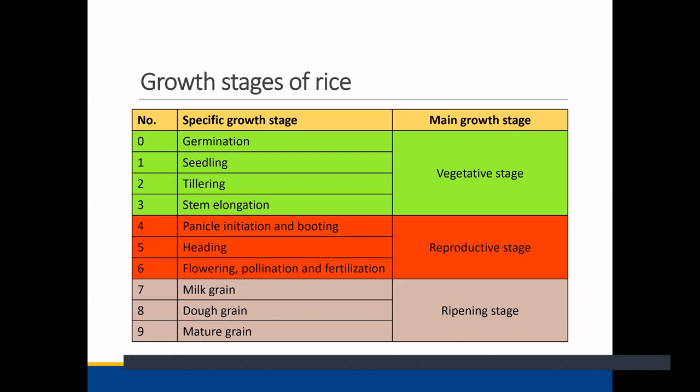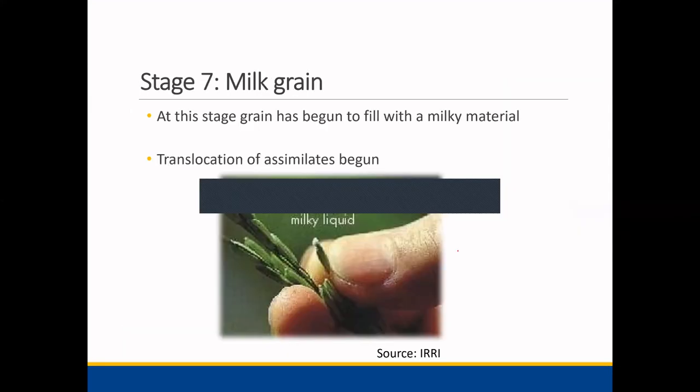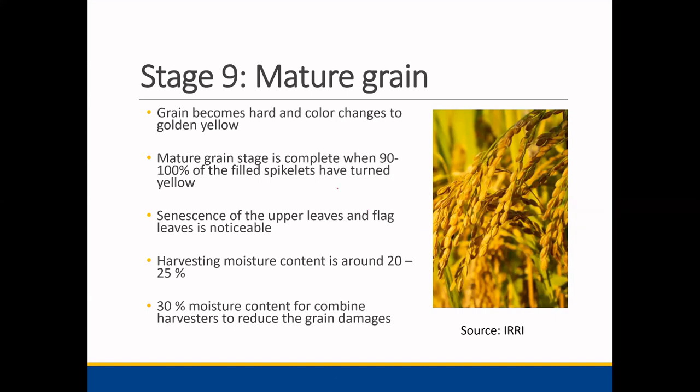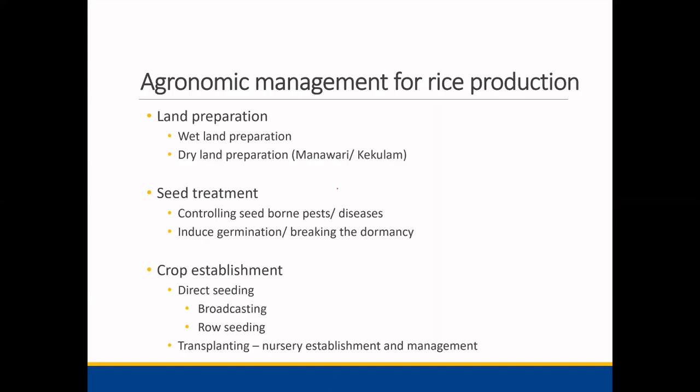So with that, we conclude the stages. We have half an hour more, so we will start a new section. The next section will be the agronomic management, because I said that we have to understand growth stages and align the management, because each and every growth stage requires a different kind of management. That's why I told you the stages before we come to the agronomic management of rice.